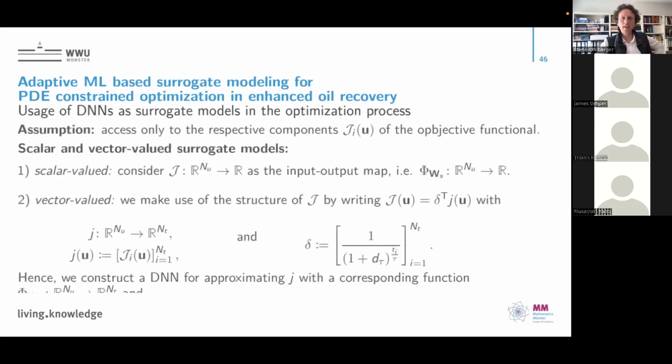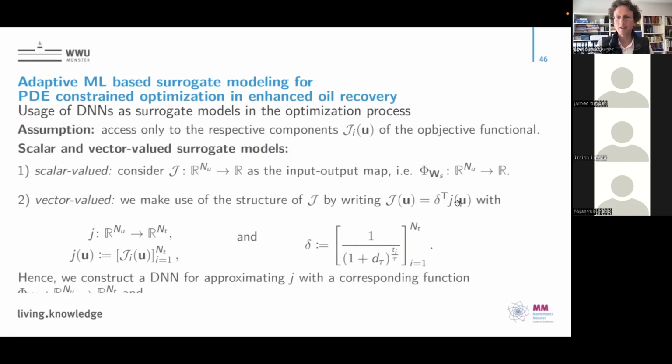So what we do here is we employ machine learning in a different way than I told you before. And we have also here 2 approaches, a scalar valued and a vector valued one. In the first one, we train a map that directly maps our control parameters to the objective functional, the overall objective functional. So the map is from the number of control parameters to this real value of the objective function. And in the vector valued case, we make use of the particular structure of the objective functional.